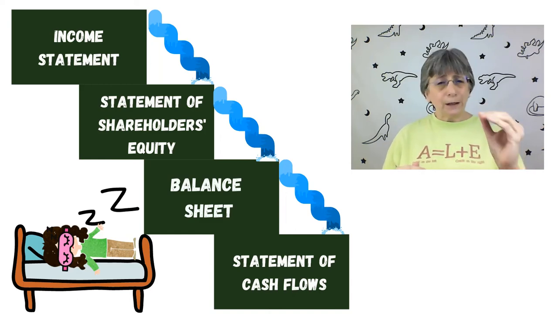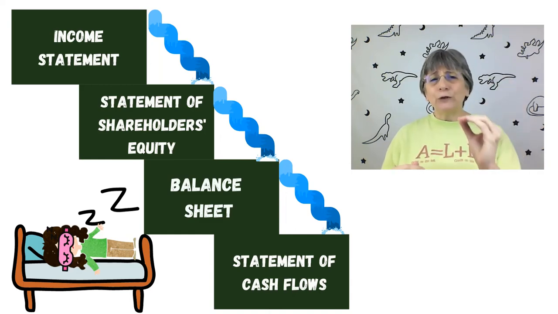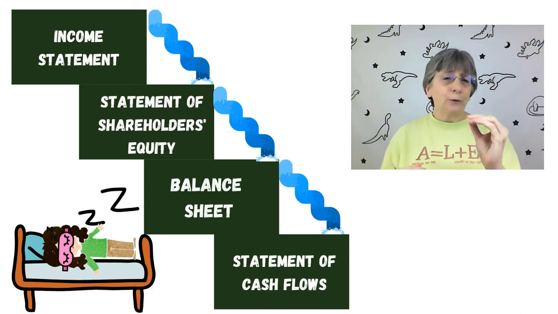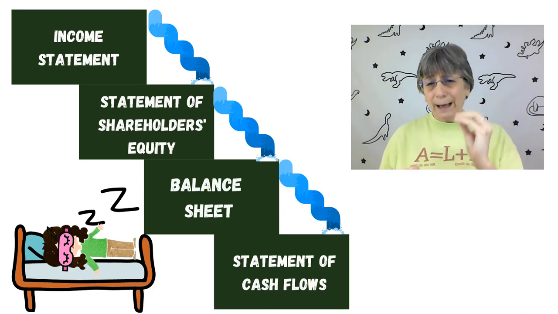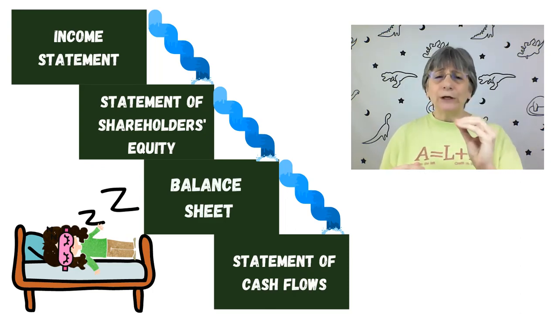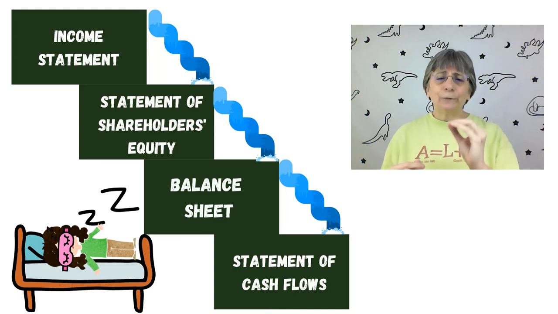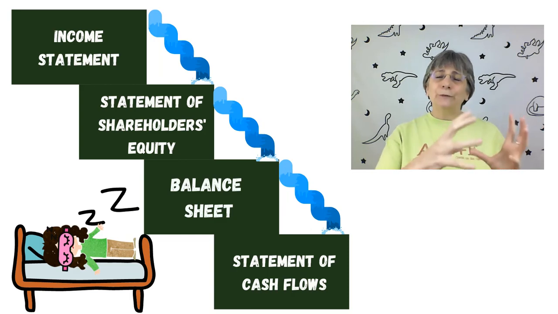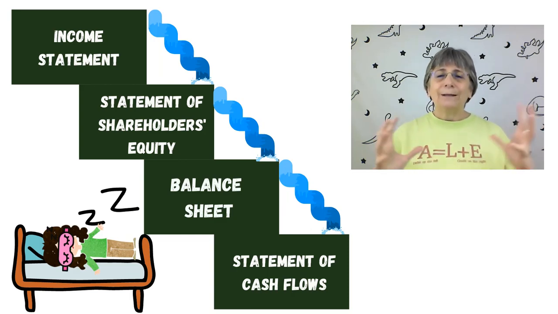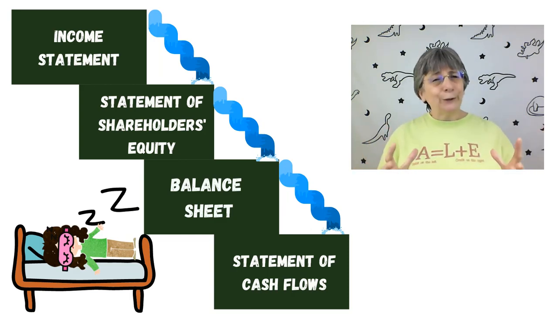That gives us our net income or loss. That flows into our statement of shareholders' equity. That updates our capital balances and flows into our balance sheet. So now we know our assets, our liabilities, and our equity. And then that flows into our statement of cash flows. And the 4 pieces together give us different pictures of the business that add up to a pretty clear picture of what's going on.